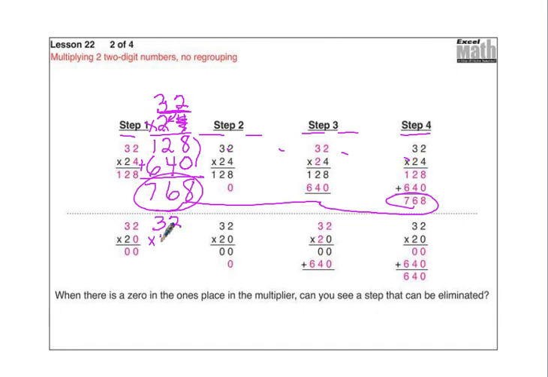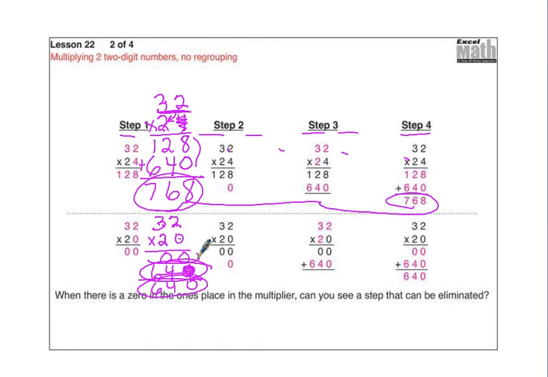Here's 32 times 20. Well, on this one, I could do 2 times 0 is 0, and 3 times 0 is 0, and then 2 times 2 is 4. Excuse me, I forgot to put the 0 placeholder there. 2 times 2 is 4, 3 times 2 is 6.